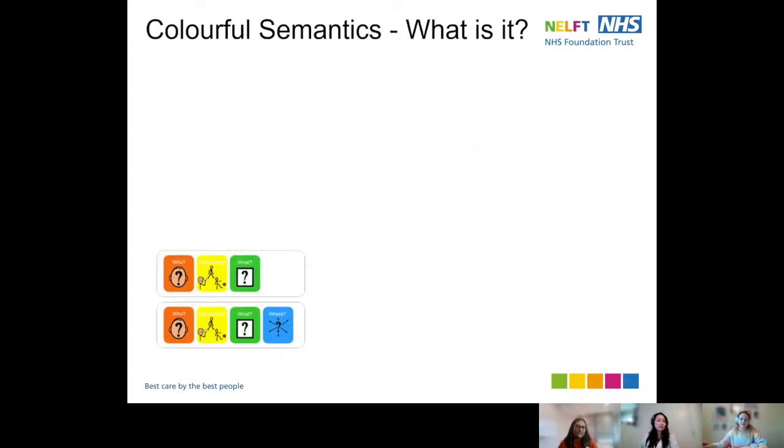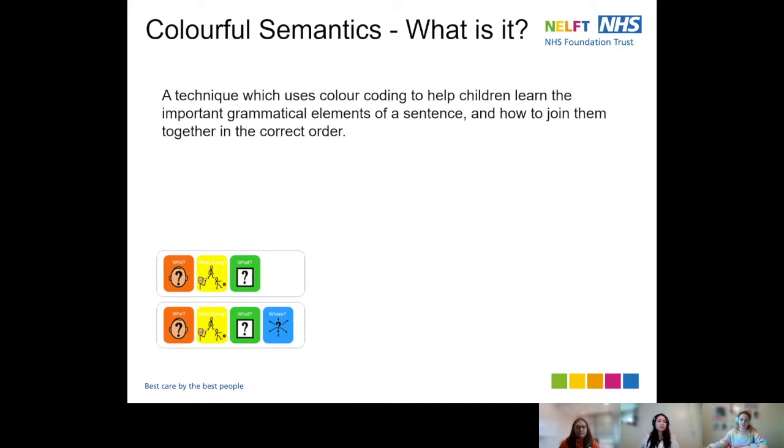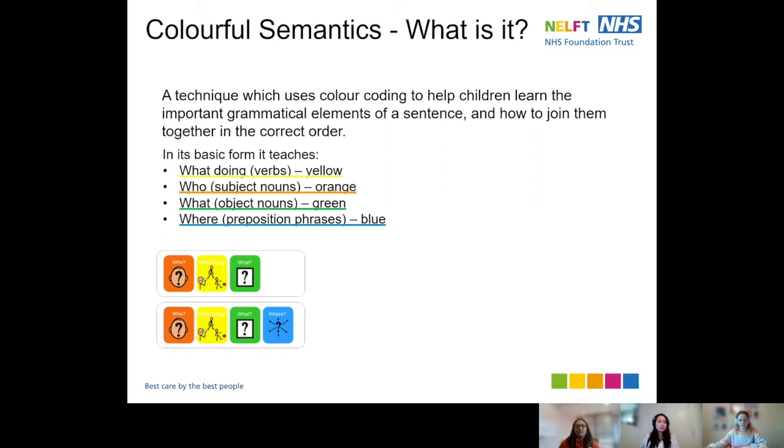Okay, what is Colourful Semantics? Colourful Semantics is a visual colour-coded scheme. It is widely used to support children to understand and use language. The scheme gives a specific colour code to different parts of the sentence. We will focus on the foundations of a sentence, which are who, what doing, to what, and where, also known as the subject, verb, object, location. Later on, you can add more advanced colour coding to develop more description and join ideas.